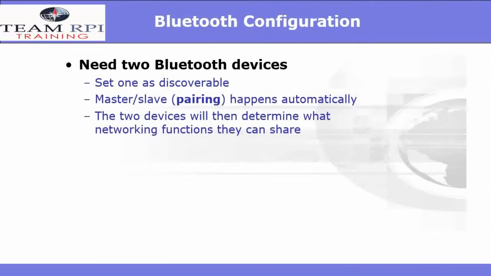If you're configuring a Bluetooth network, you're going to need two Bluetooth devices, one of them set to discoverable or listening. Next, you'll go through a step that we call pairing. This is how two Bluetooth devices learn about each other. Once the devices are paired, they will automatically configure themselves for the proper functions that each of them is capable of.